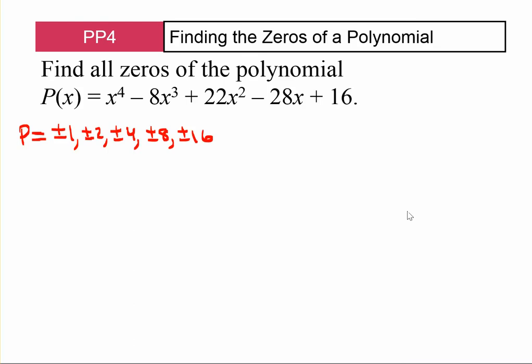Okay, what are a few other things that we've got here? Q. Oh, Q, I like Q. Q is just going to be plus or minus 1, because there's only 1 in front of x to the fourth. So P over Q is just going to be all the factors of P, just like we had before, because if you divide by 1, you just get the same thing anyway.